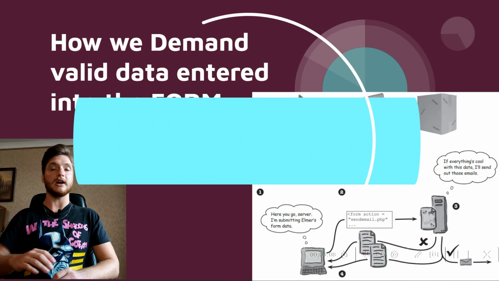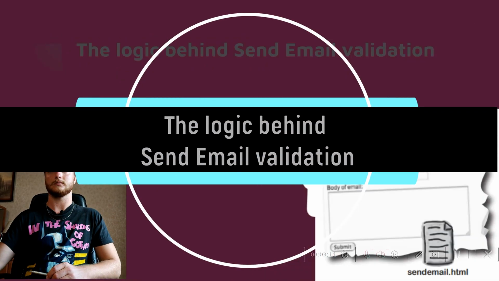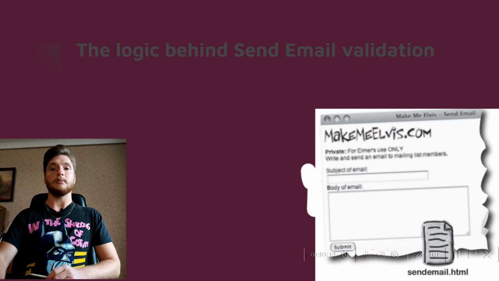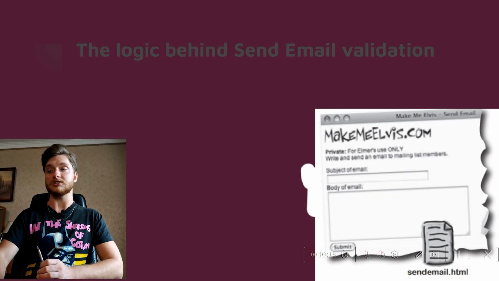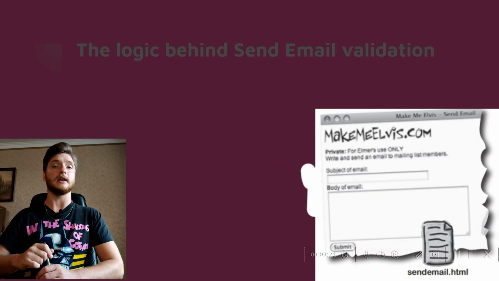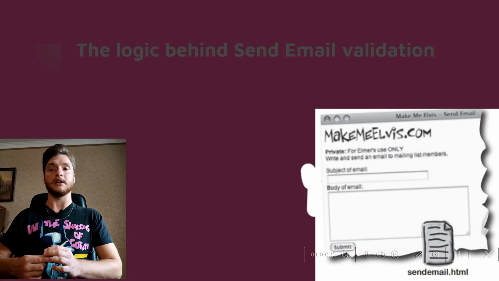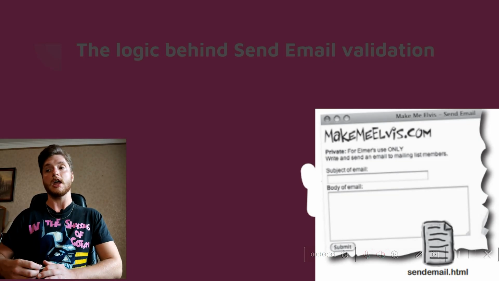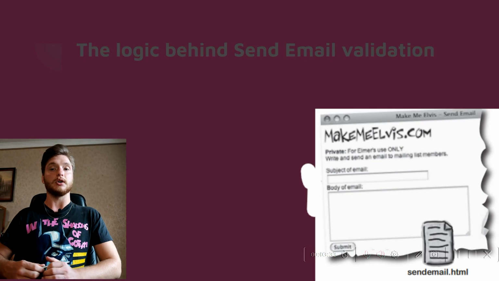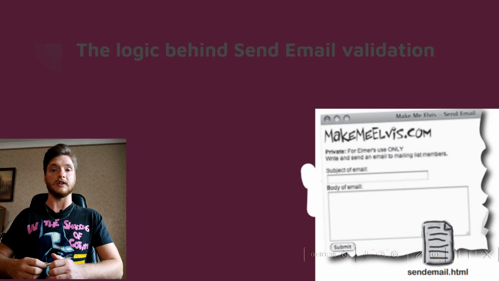Okay, the logic behind sendmail validation. Elmer needs to validate the data that gets sent from the sendmail.html form before he sends any emails. In fact, sending the emails should completely hinge on the data validation. What we really need PHP to do is make a decision based on the validity of the form data received by the sendmail.php script. We need code that says if that data is valid, go ahead and send the mails.